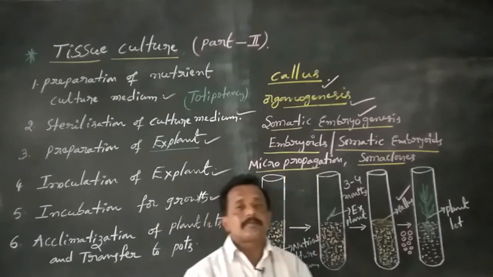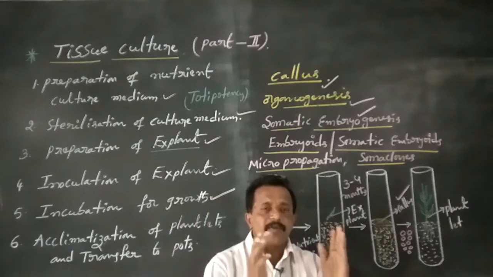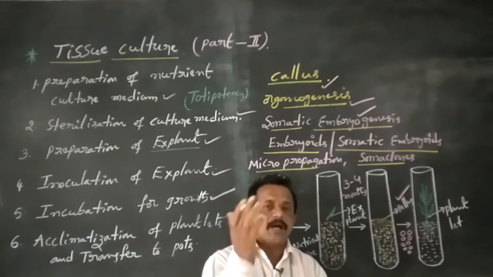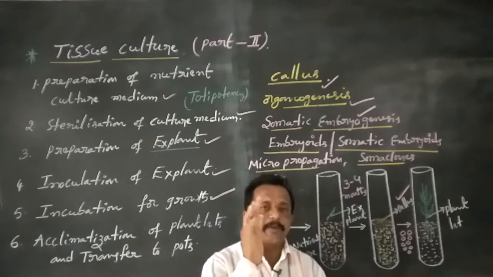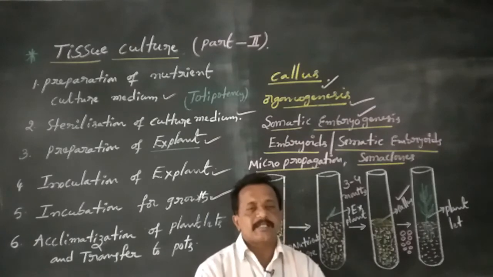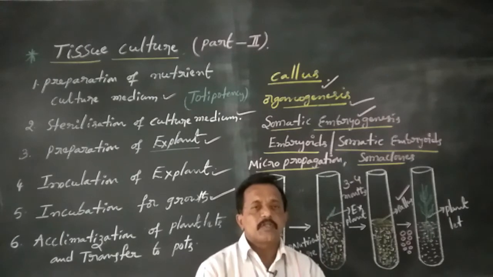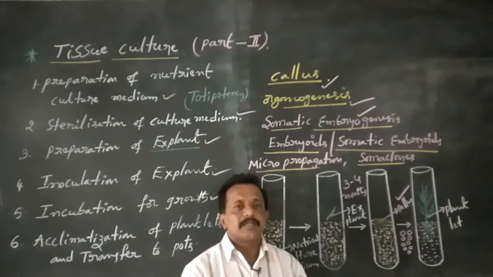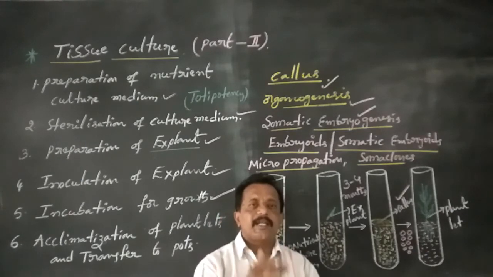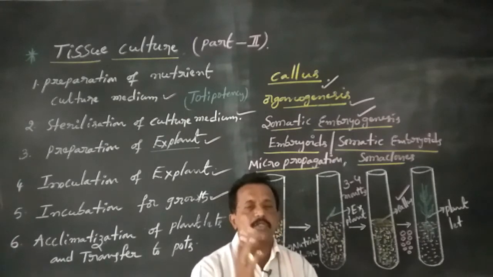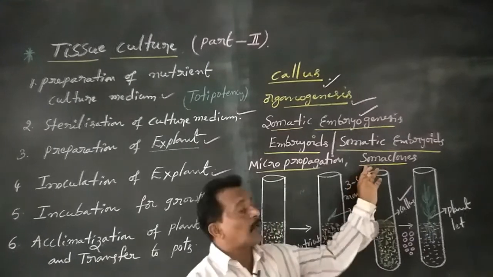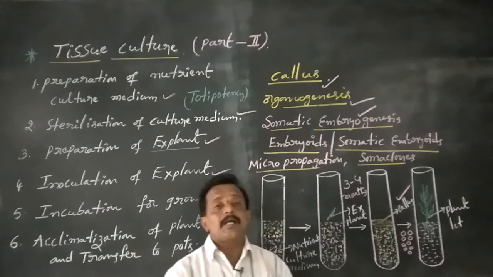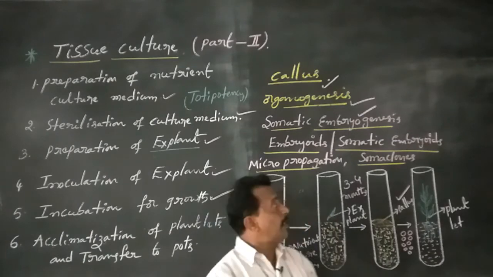Micropropagation means several plants will be produced, a large number of plants, in a short period of time and limited space. So this process is known as micropropagation. In this process several economically important plants will be produced. These plants will be genetically identical to the original plant or source, that is called somaclones.